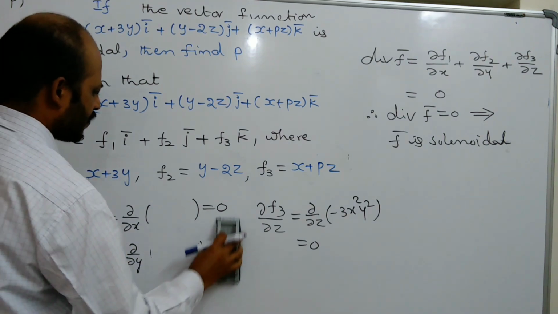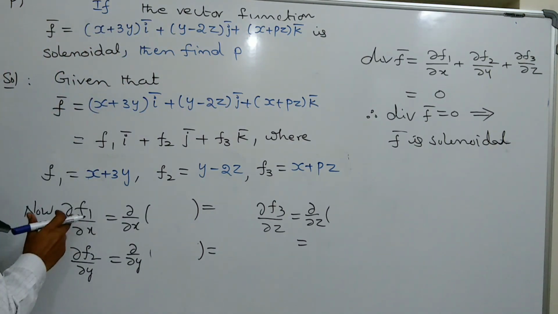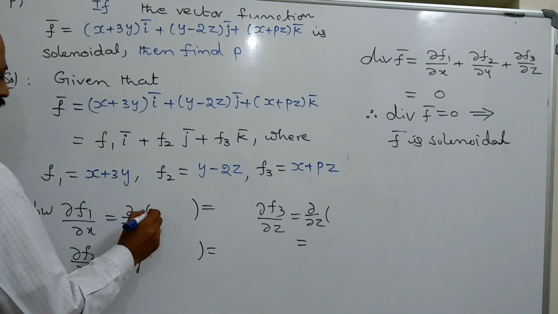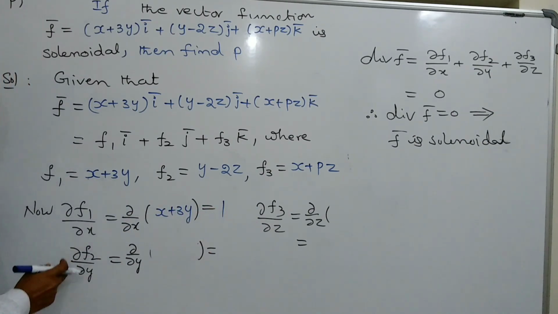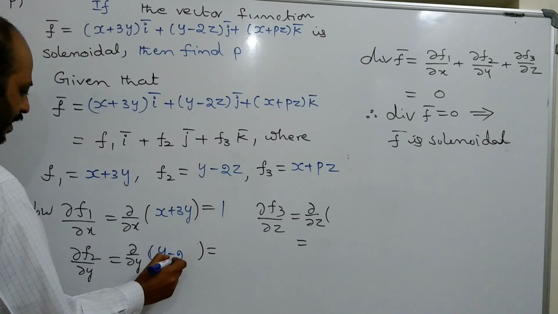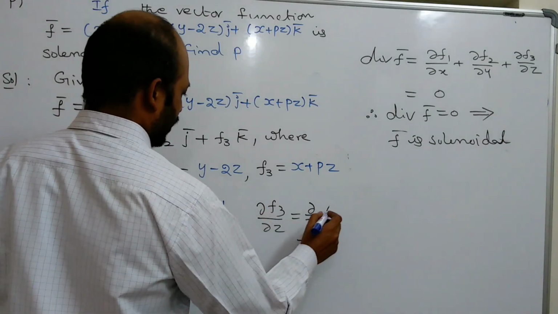And let us find the partial derivatives with respect to variables x, y, z. Dou f1 by dou x. Dou by dou x of x plus 3y, you get 1. Dou f2 by dou y. Dou by dou y of y minus 2z, again you get 1. Dou f3 by dou z.